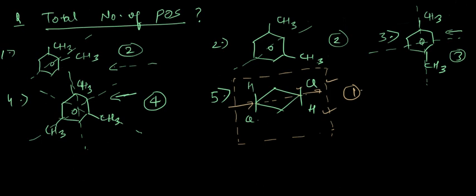Okay, so let us look at the 6th example. How many planes of symmetry are there in CH4? So in CH4, if you look at the tetrahedral structure, it would be something like this. Okay, let me make it again. It would be something like this. So in a tetrahedral, how many planes of symmetry are there?